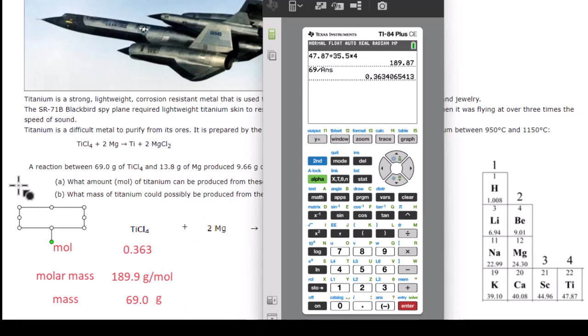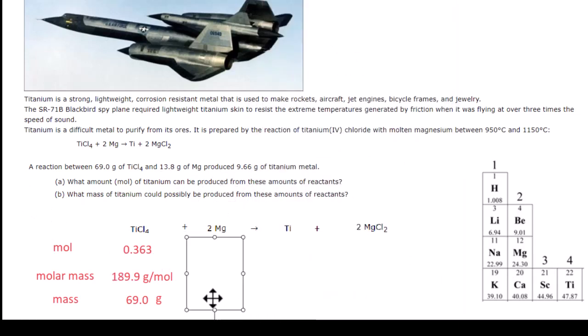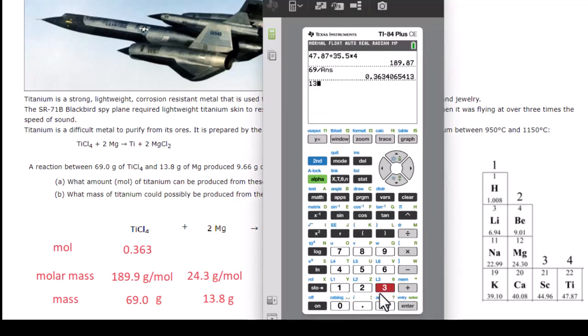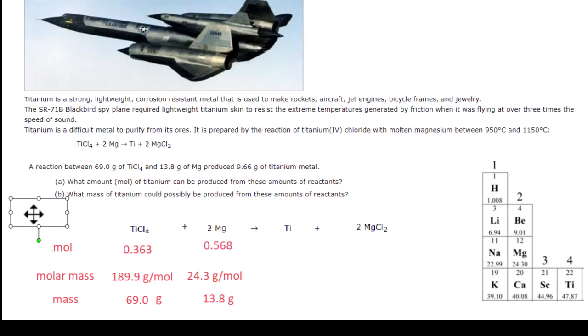Now, normally we would just go through and do our stoichiometry thing, but this question has 13.8 grams of magnesium. It's got our other reactant there, and we're going to have to deal with that 13.8 and change it into moles too, and then do a little trick to find out what's happening. I'm going to take my 13.8 and divide that by my 24.3. Magnesium, this light flammable metal, not nearly as strong as titanium. There's our answer, 0.568.